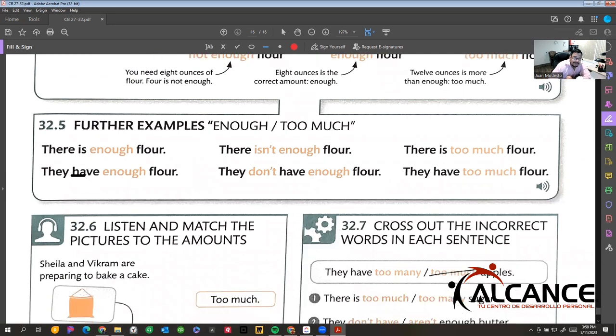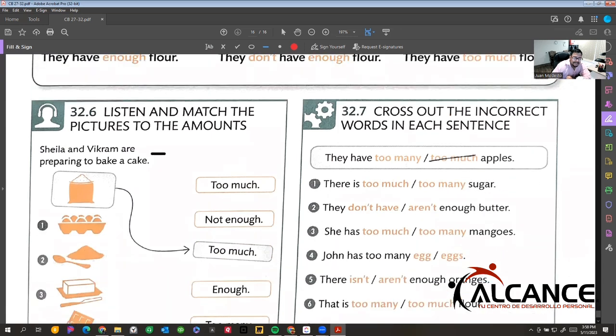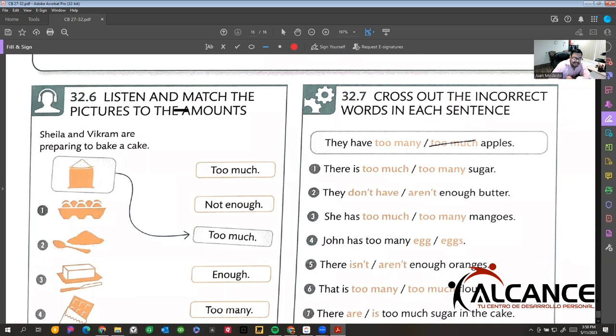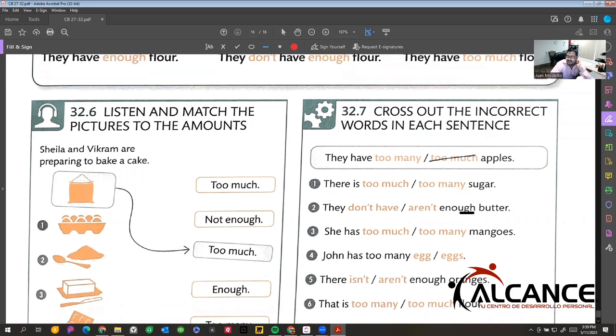Aquí están otros ejemplos. There is enough flour. They have enough flour. There isn't enough flour. They don't have enough flour. There is too much flour. They have too much flour. Got it? And for this one, you're gonna have to listen to the audio. Listen and match the pictures on the amounts to the amounts. So for number 1, you're gonna have to listen to the audio. Y el audio te va a decir which one it is.